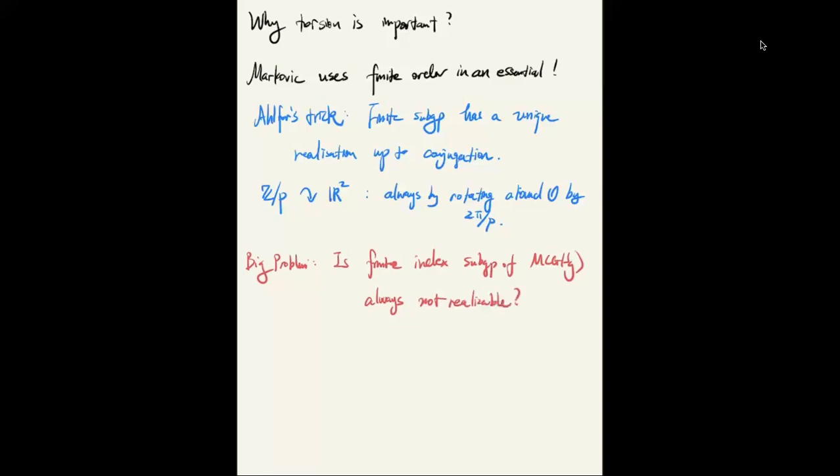I guess we hope the answer is no, that it should not be realizable, but we do not have a proof because we don't have a way to tackle this torsion-free version of the problem. So this finite index subgroup is usually torsion free. So this problem remains a hard problem.